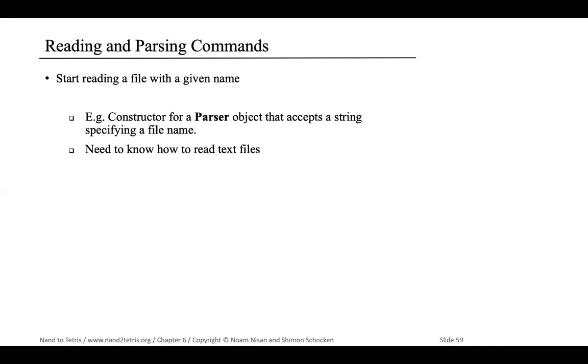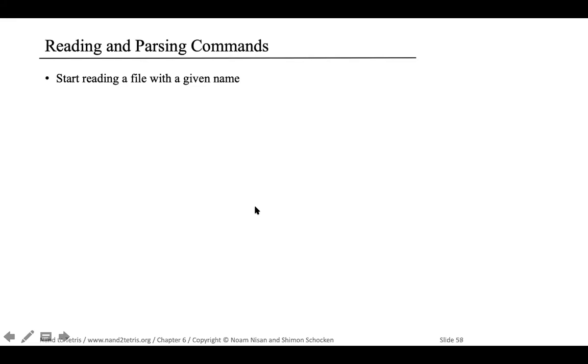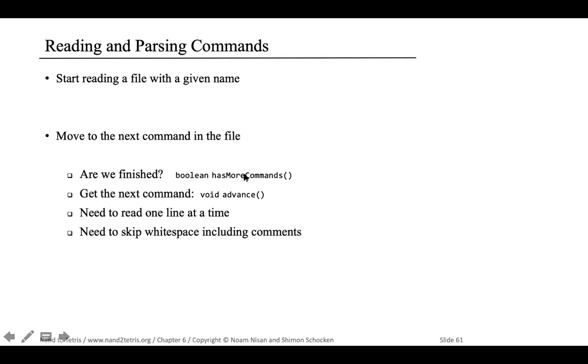Now, all these are implementation hints. You can follow this or you can design based on your knowledge, but you can have a constructor for a parser object that accepts a string specifying a file name, and it needs to know how to read these text files. Then move to the next command in the file, where you have to use a file pointer to read through the file. Then think about how you check for the end of the file.